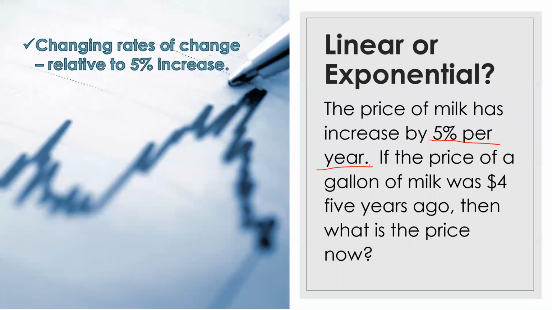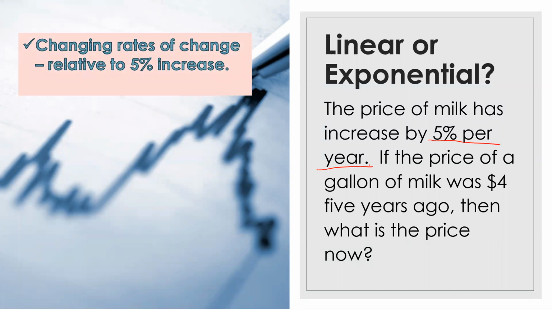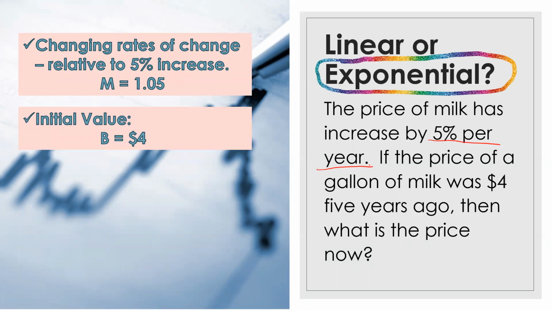I would say 105% because it had increased by 5%, right? So every time you would be multiplying by 105%. That means it is an exponential model and the multiplier is 1.05, right? 100% original plus the 5% additional, 105%. As a decimal it is 1.05, okay? And the initial value is $4.